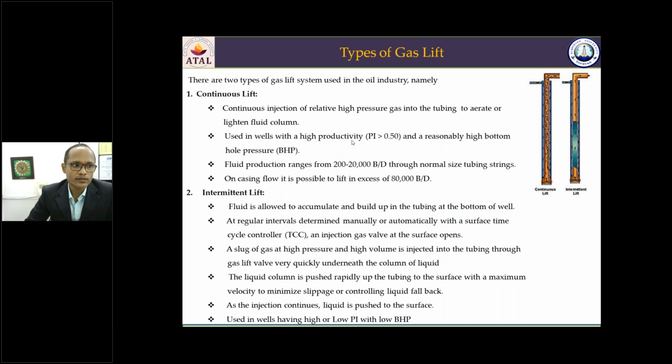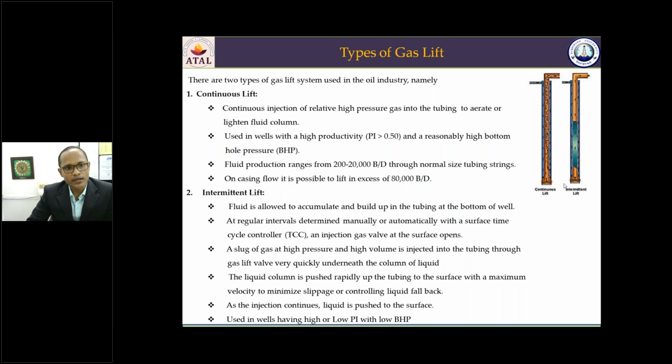It is used in wells whose productivity is high, and also whose bottom hole pressure at the bottom of the well, we call it the bottom hole pressure, is high. When the productivity of the well is also high, continuous gas lift is used, where we are injecting the gas continuously into the well. The fluid production in this type of continuous gas lift ranges from 200 to 20,000 barrels per day. And if there is no tubing and we are using a casing flow, then the flow rate can exceed up to 80,000 barrels per day.